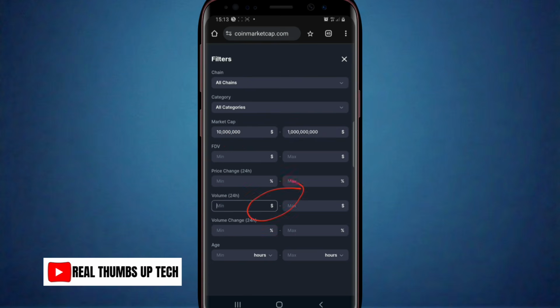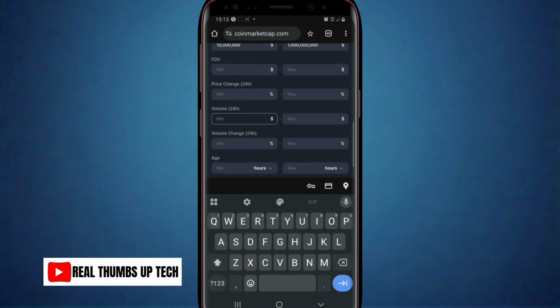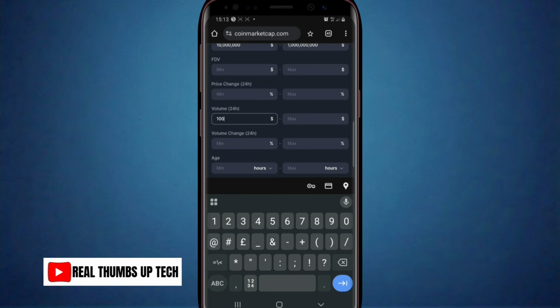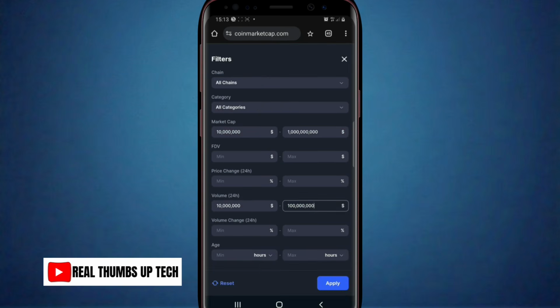Under this volume, I need coins that have volumes from 10 million to 100 million. That's what I want. Or you can use anything that works for you. This is not a fixed rate. You can use anyone that works for you. So this is why you need to keep testing to know the best one that works for you.